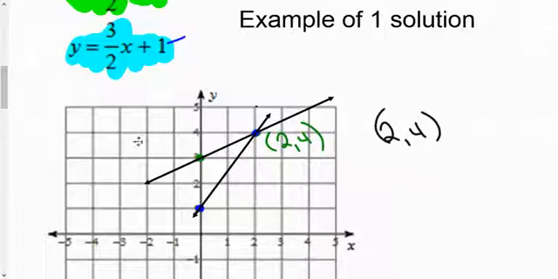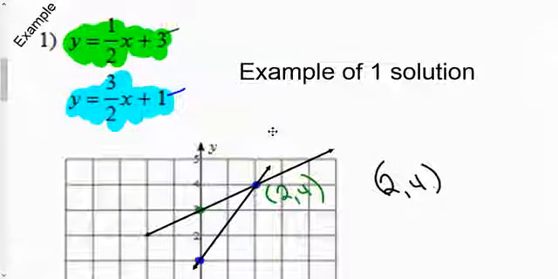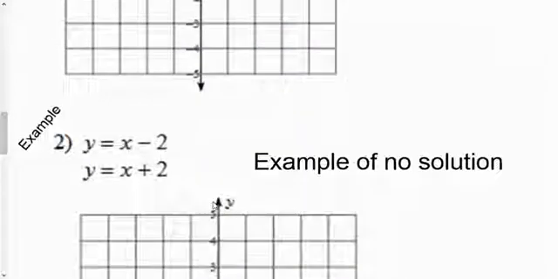And I'd like to take just a moment here to show you, just for this one, why it's true. Let's take the x value and the y value and plug them into both equations. Well, 2 times 1/2 is 1, and 1 plus 3 is 4. And that's what it was supposed to be. So now let's take this one into here. 3/2 times 2 is 3, and 3 plus 1 is 4, which is what we said the y was going to be. So it made both of these equations true. Let's go on down and take a look at example number 2.